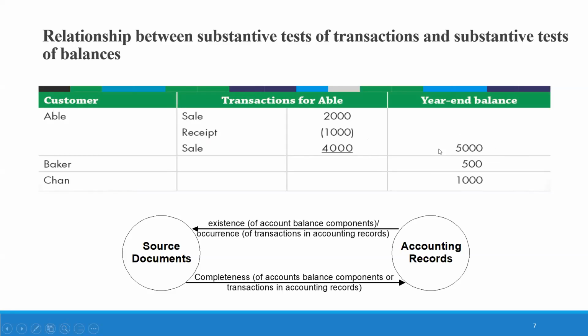So my question here is, for example, we have those year-end accounts receivable for this company, for Able: $5,000. For these $5,000, we also know it is based on 3 sales or cash receipt transactions. So in your point of view as an auditor, how would you verify this balance? What is the most effective way you can think of to verify this balance?